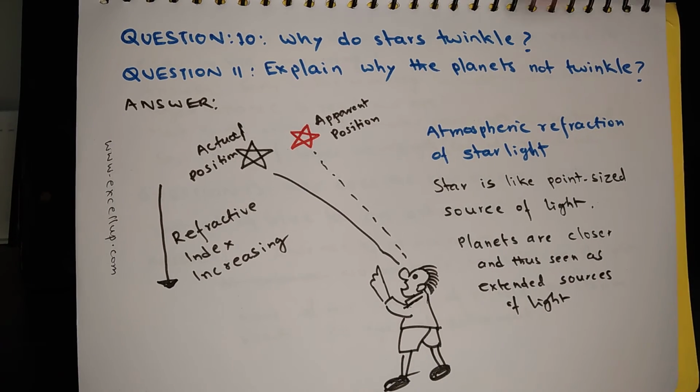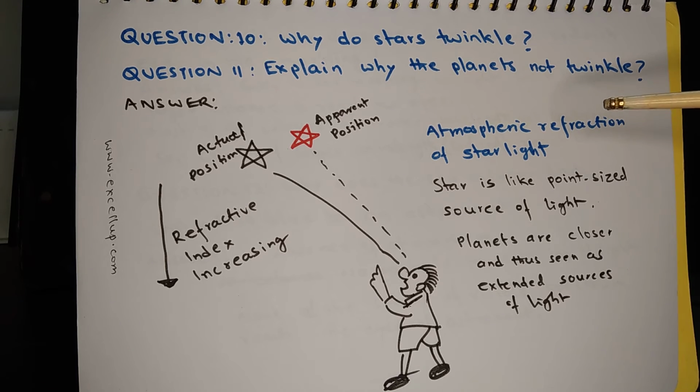Question 10. Why do stars twinkle? And question 11 is, why do planets not twinkle? I have clubbed these questions together because the explanations for these questions are similar. So the twinkling of a star happens because of atmospheric refraction of light.